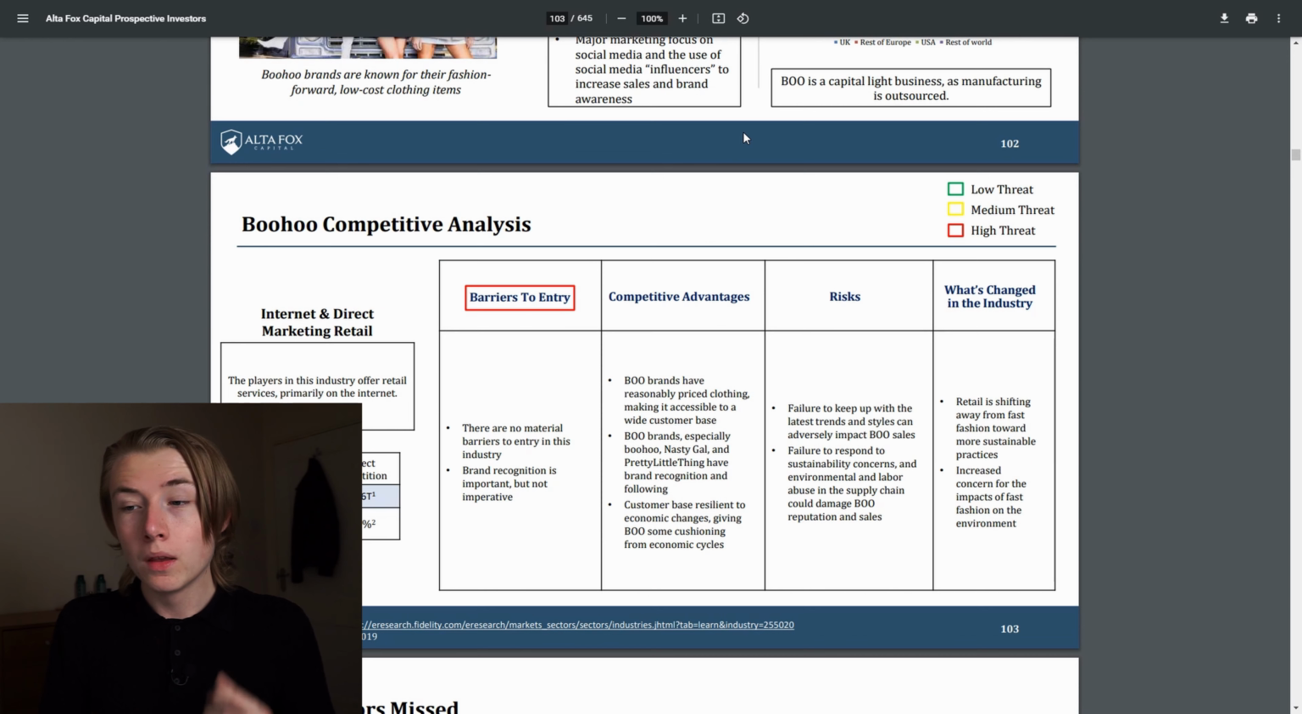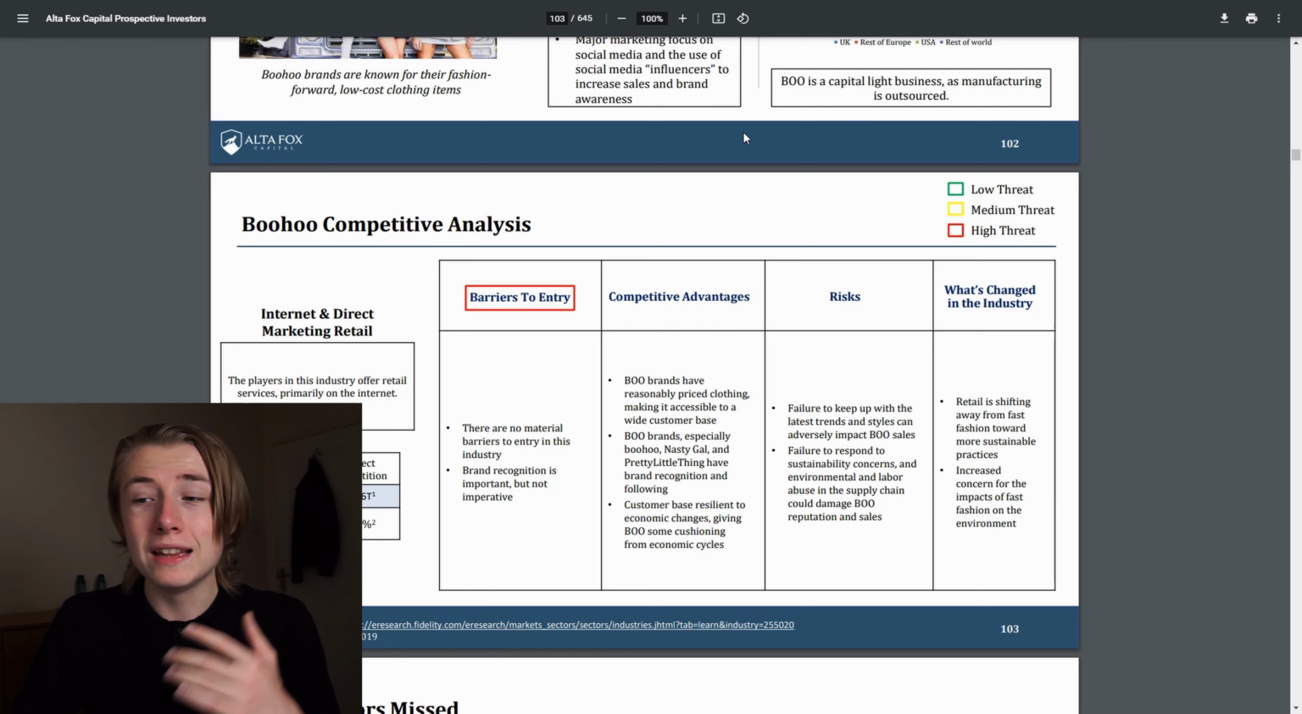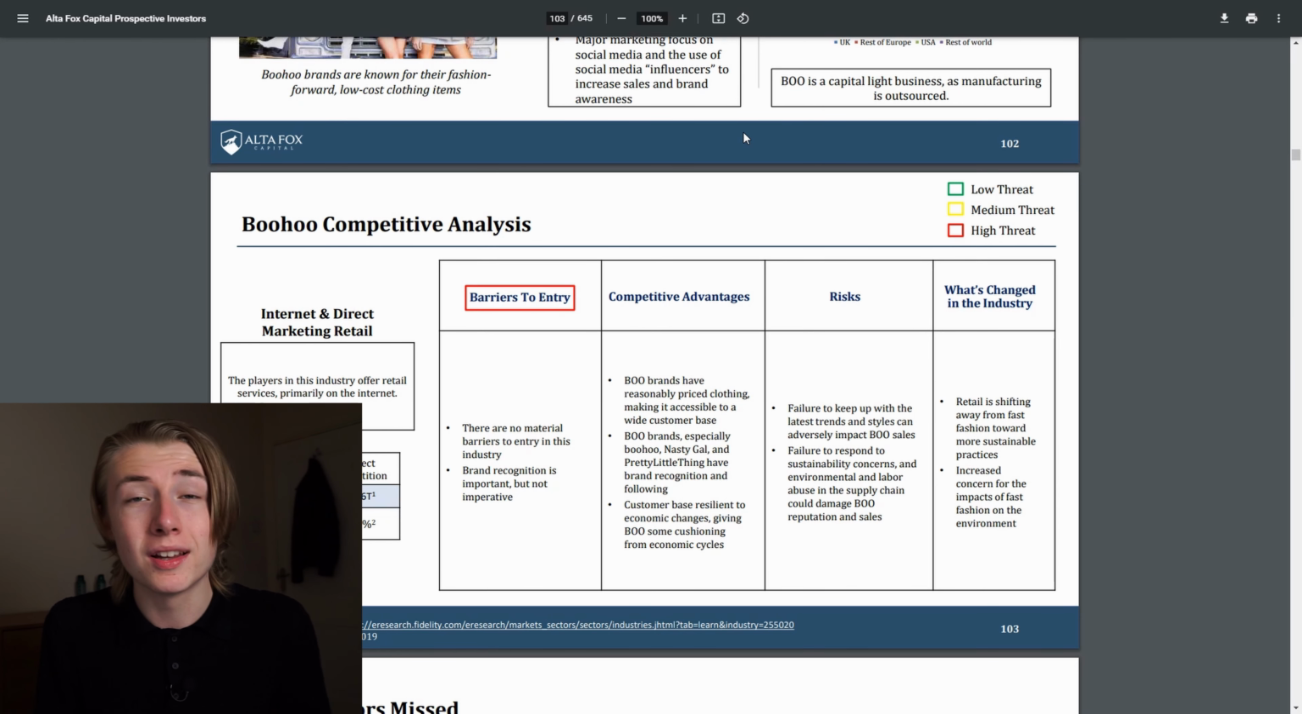However, the issue with this, for instance, in their competitive analysis is that, yeah, there's a high threat because there really isn't barriers to entry in this industry. It's cheap clothing. You don't really need that much capital to get a business like this started.